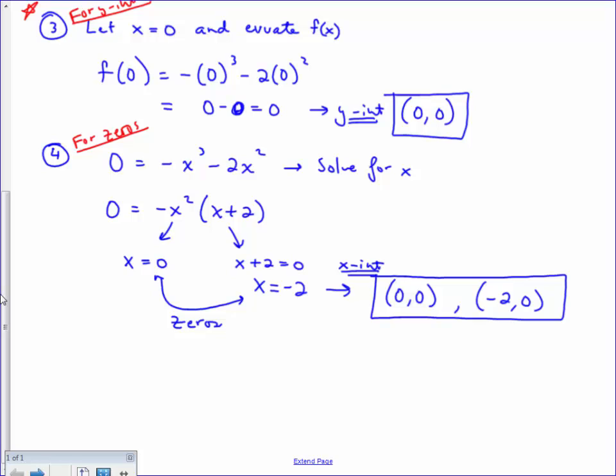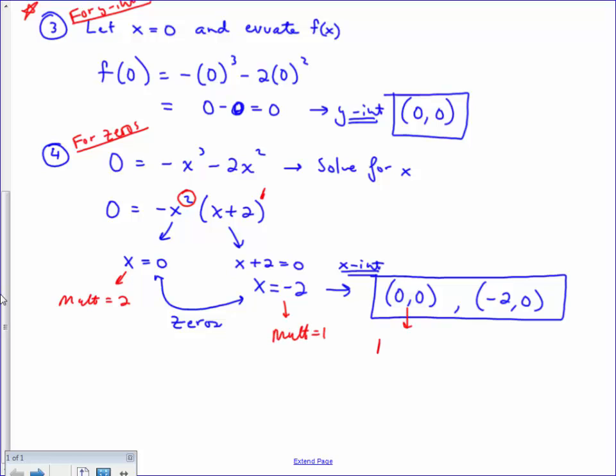Okay, now another thing that I need to do is talk about the multiplicities of both of these intercepts or zeros. Notice here that the power on the x was to the second, and so this has a multiplicity of 2. Notice that we have an understood 1 on the power of the x plus 2 factor, and so this one would have multiplicity of 1.